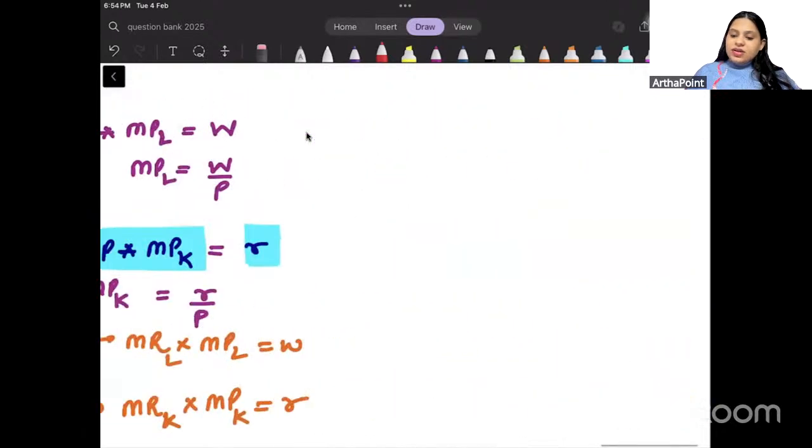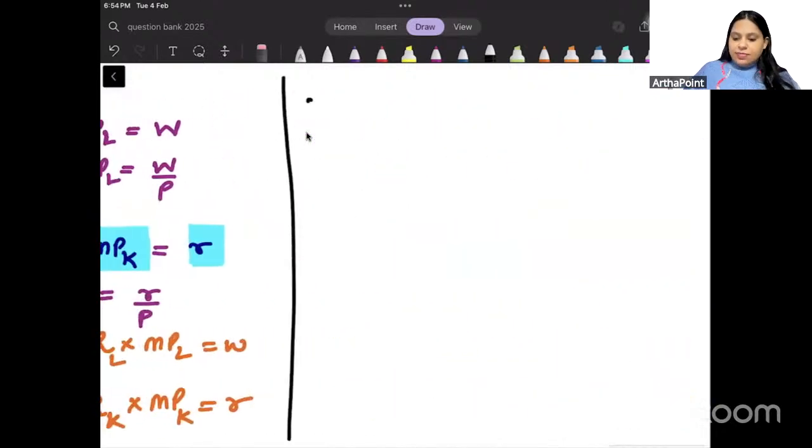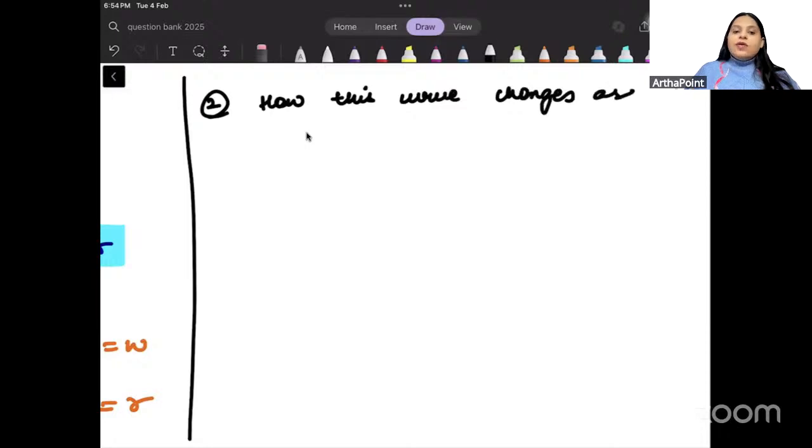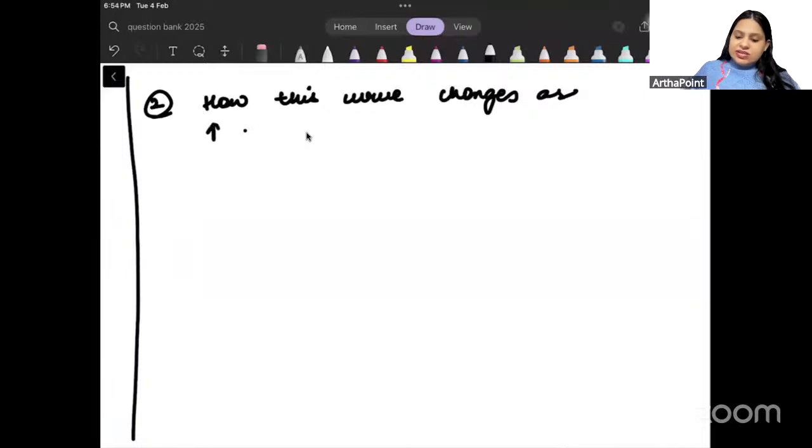Now, another question which can be asked in exam, वो ये हो जाएगा कि how this curve changes, as we have, suppose, कुछ भी, they can say that as we have an increase in tax rate या increase in size of the economy, कुछ भी, कुछ exogenous factors they will keep. So suppose I ask you, as there is increase in size of economy.